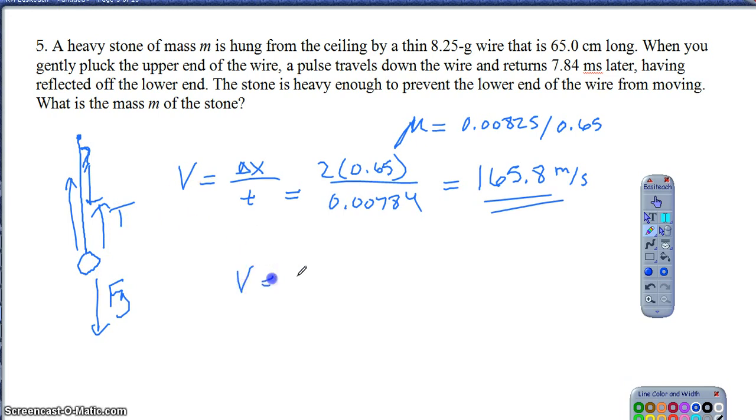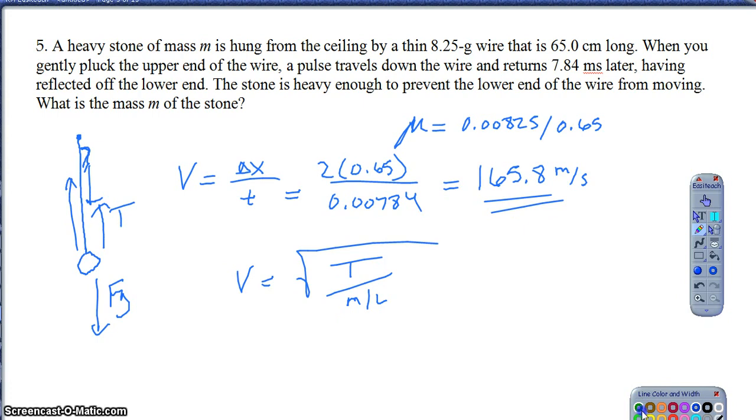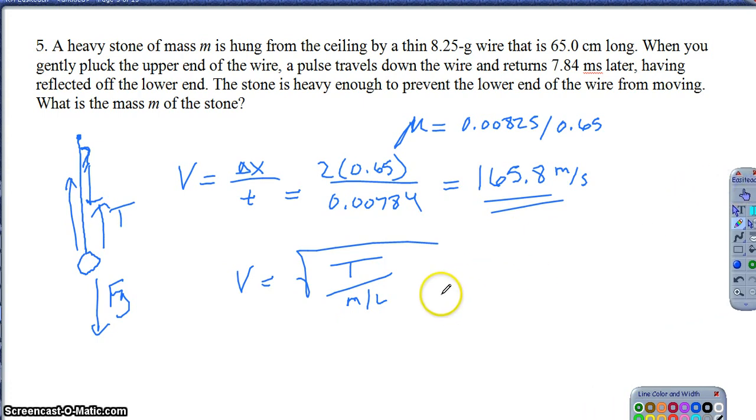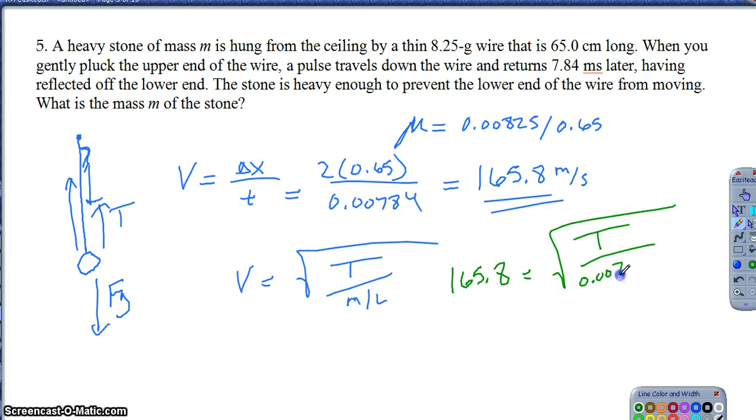So the velocity equals the square root of tension divided by mass per length. And then since I now know the velocity and the mass per length, I can find the tension. And once I find the tension, I can find my mass for the stone, right? So the velocity again of 165.8 equals the square root of, I don't know the tension, but I do know the mass per length, 0.00825 divided by 0.65. So at this point, it's just a matter of solving this equation for tension, right? So I do a little bit of arithmetic there. I get the tension to be about 348.98, so about 349 newtons.